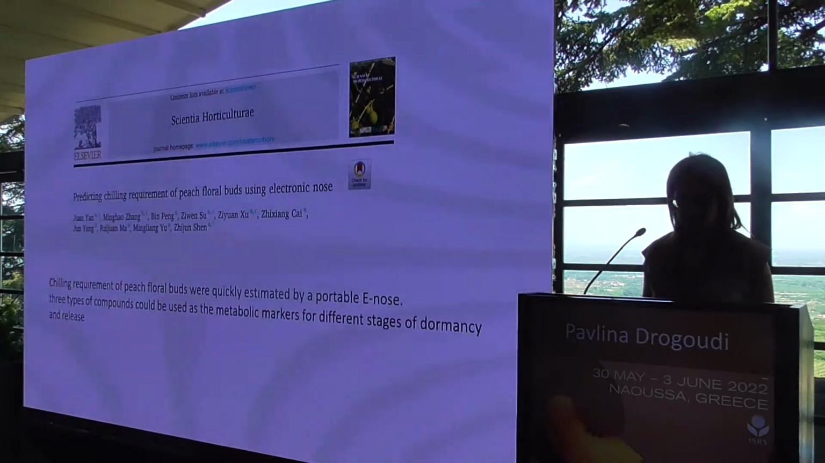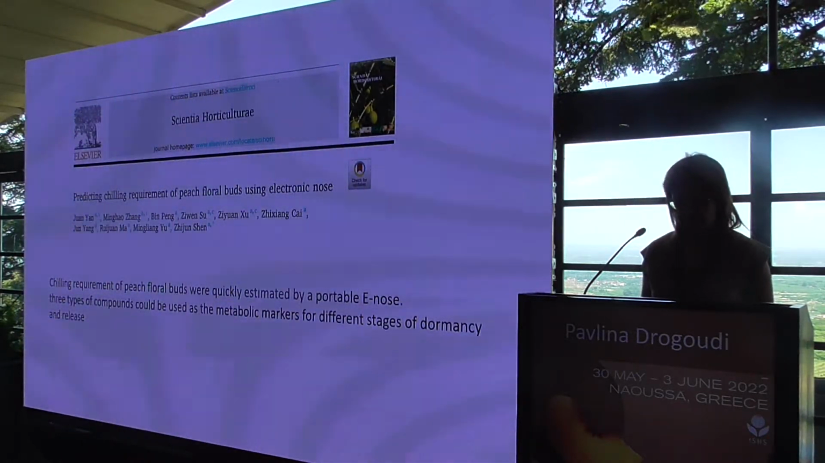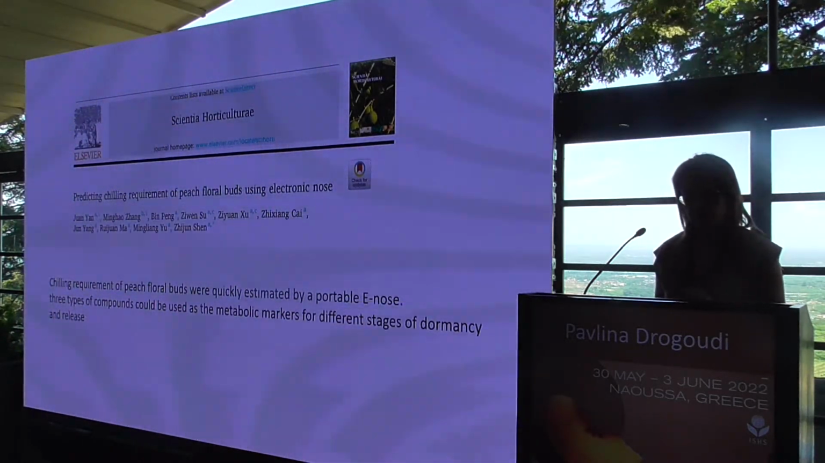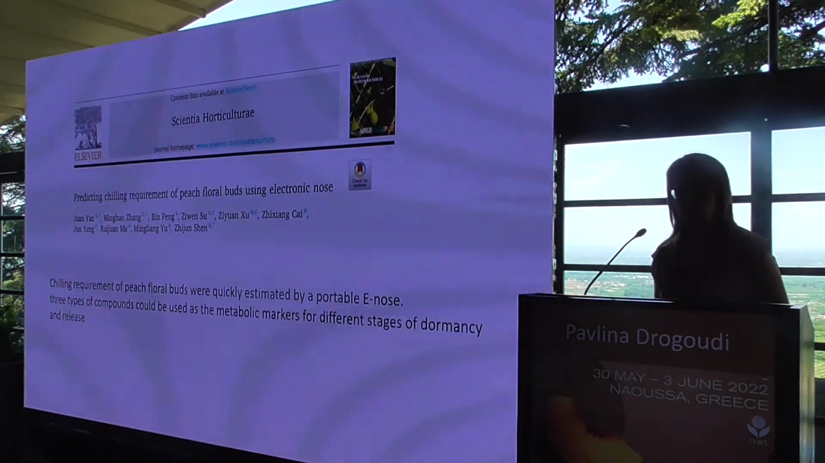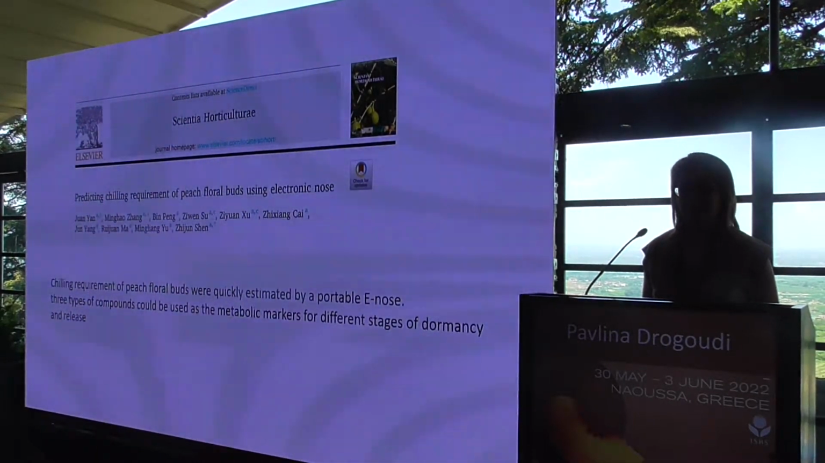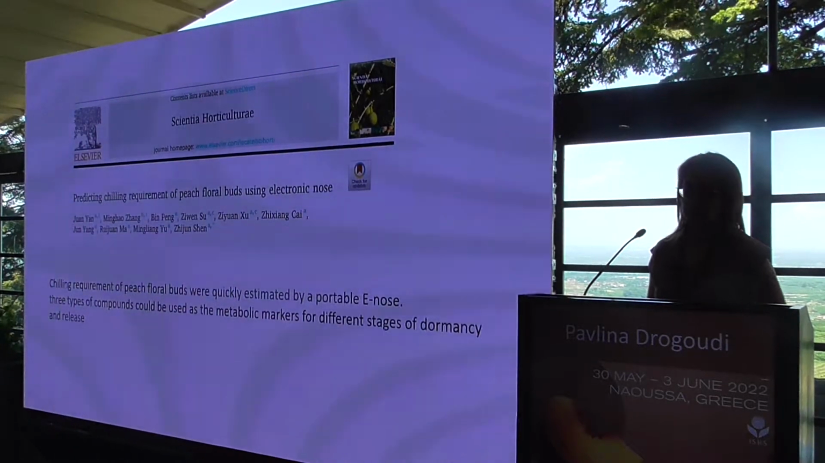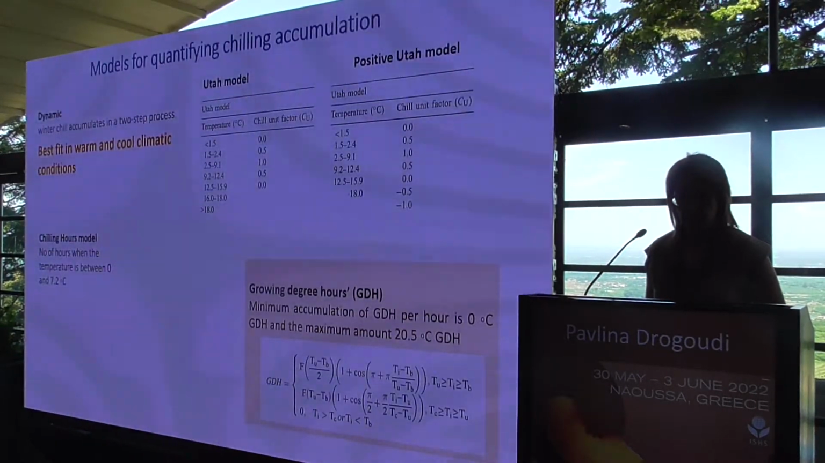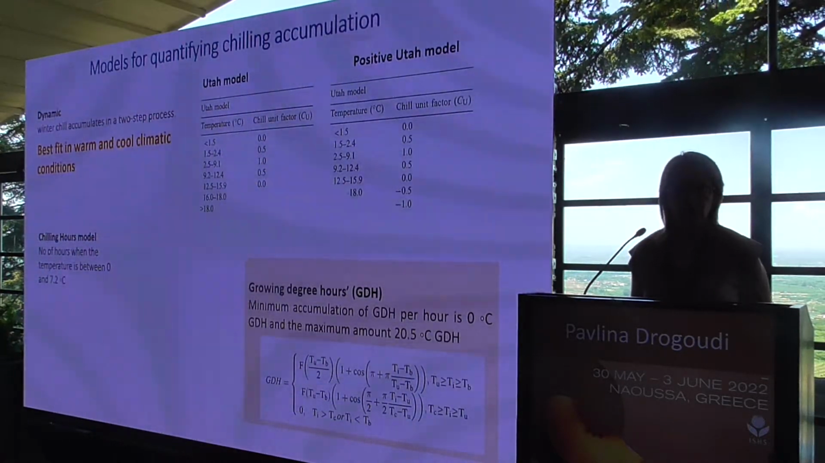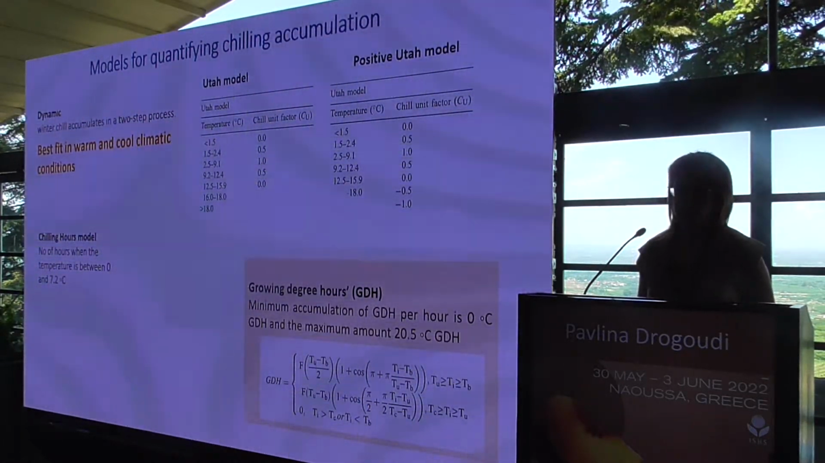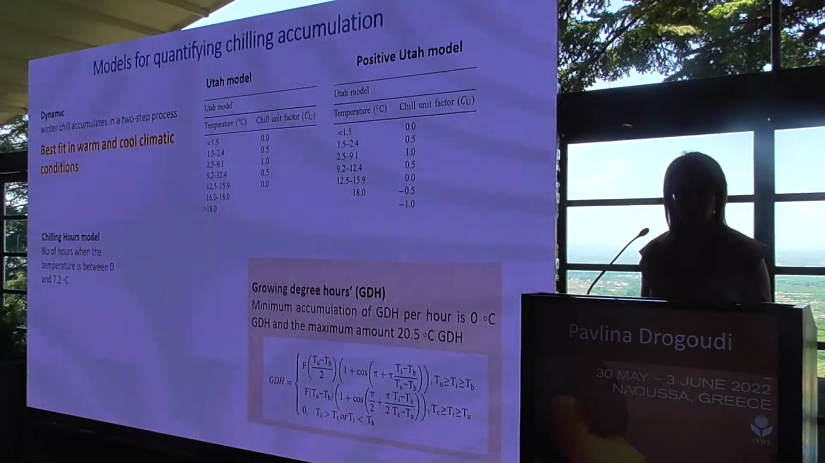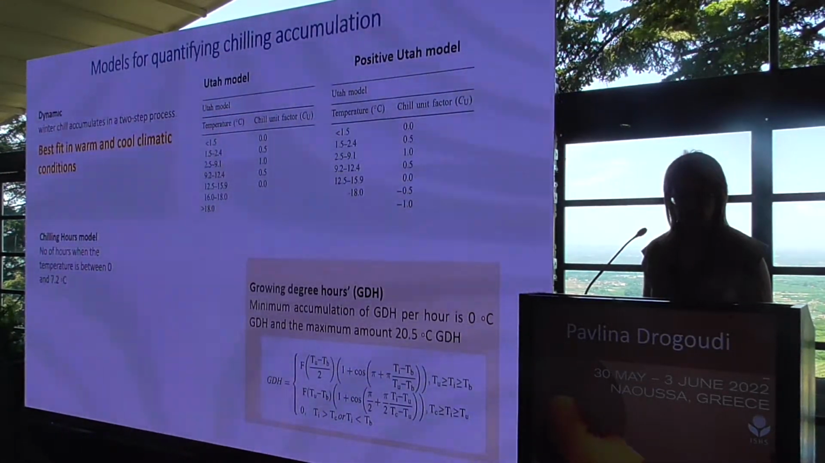There are also other methods recently published using an electronic nose that is attached to a peach flower patch, where the volatile emission is related with bud dormancy. There are different methods for quantifying chilling accumulation. It is, for no doubt, the dynamic model that is best fit in warm and cool climatic conditions.